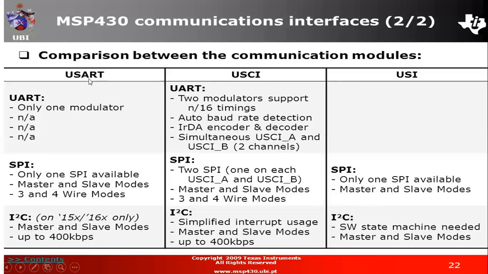Briefly, USART consists of one UART, one SPI, and one I squared C. Whereas USCI has two UARTs, two SPIs, and one I squared C. Coming to the USI, we don't have UART, but one SPI and one I squared C. So this is simple to learn. Okay, so that is the comparison.